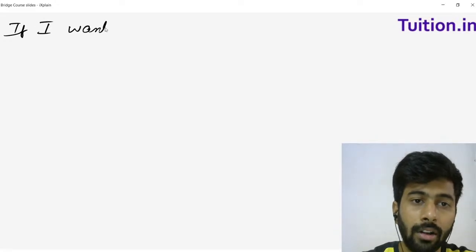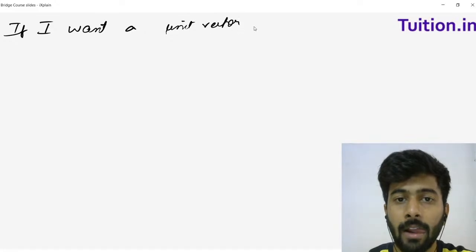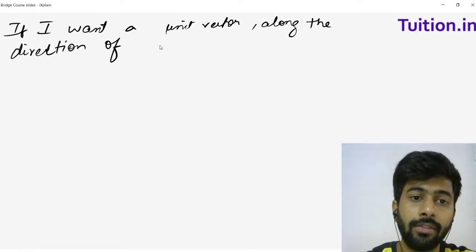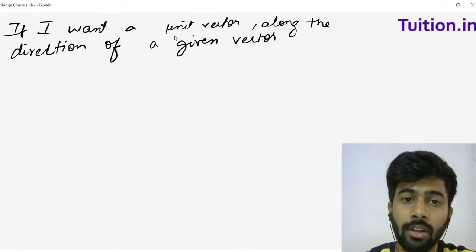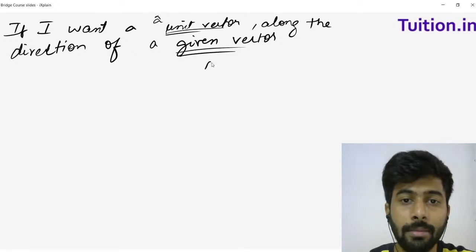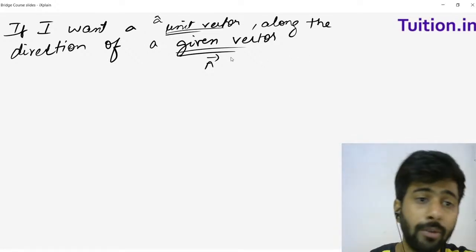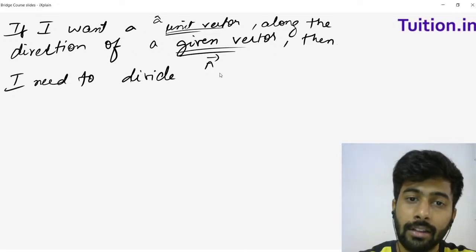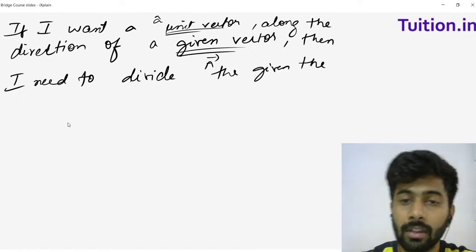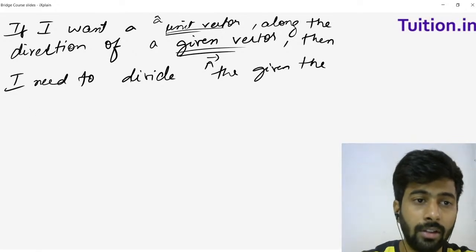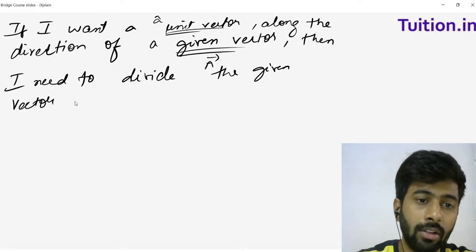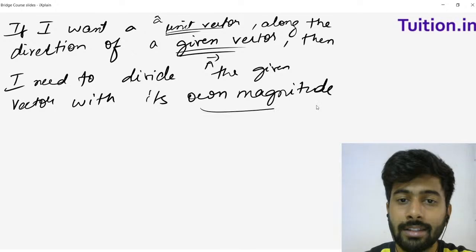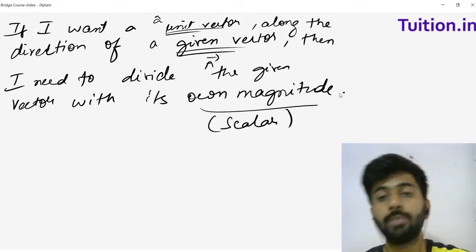So the takeaway from this is, if I want a unit vector along the direction of a given vector, in our previous example this unit vector was a cap and the given vector is a bar, then I need to divide the given vector with its own magnitude, and this magnitude is the scalar that Akshat is talking about in his response in the chat.